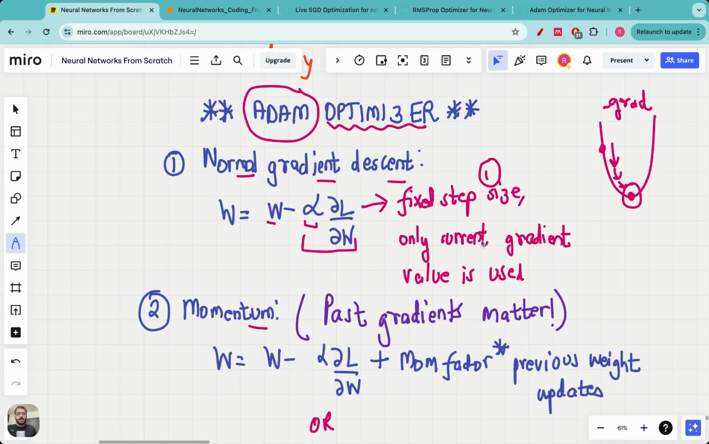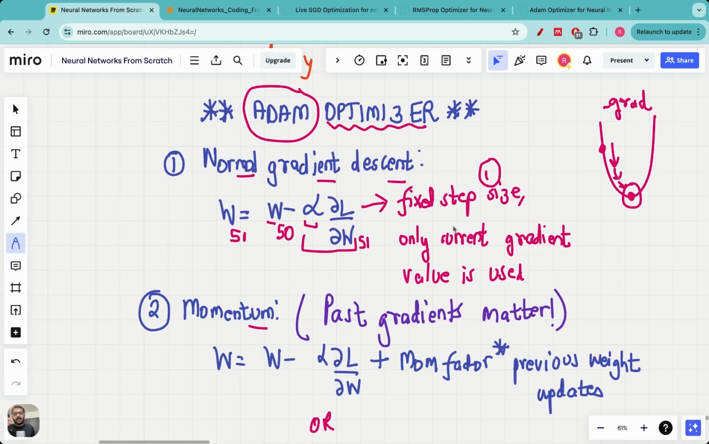The second feature of normal gradient descent is that to update the weights and the biases, only the current value of the gradient is used. For example, if you have reached the 50th iteration and you want to find the weight at the 51st iteration, then you take the weight at the 50th iteration and subtract alpha times the partial derivative of loss with respect to w at the current iteration. And that is how you find the current value of the weights.